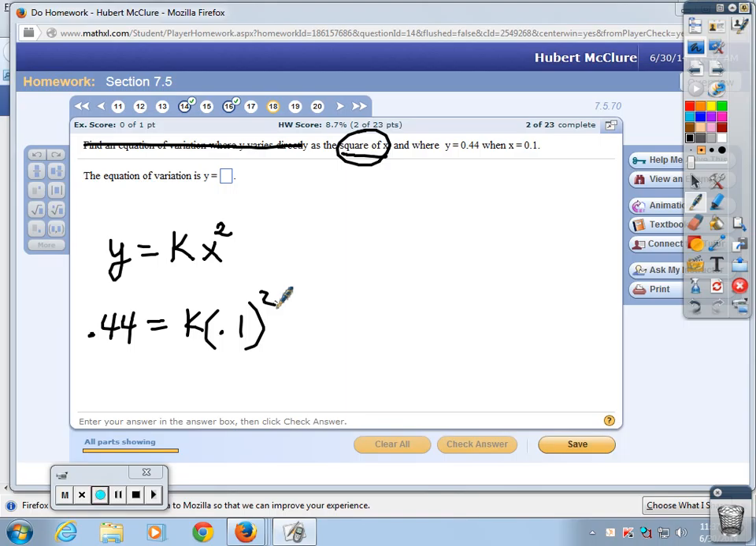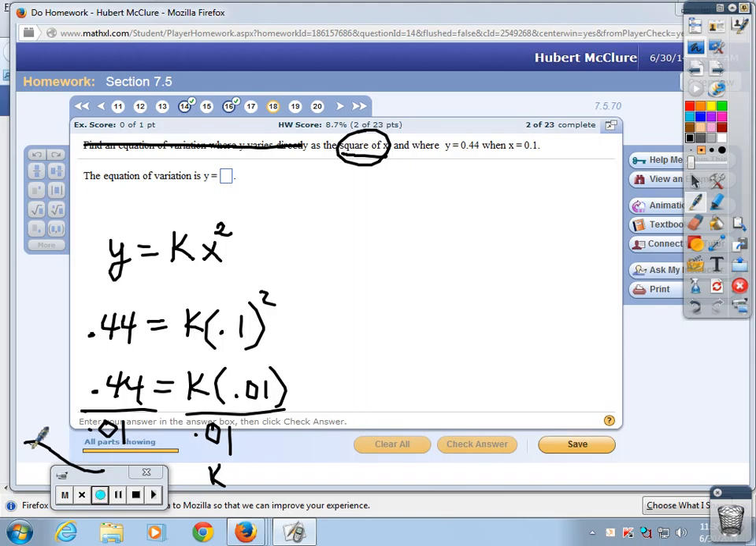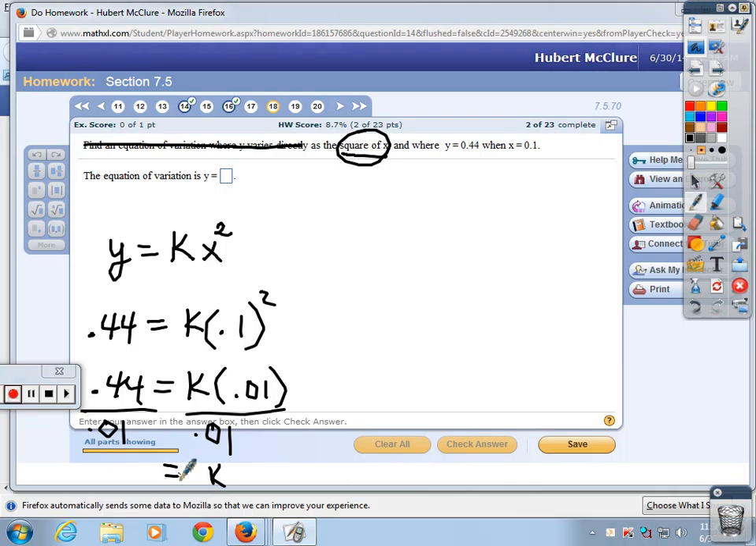0.1 squared is 0.01. Somebody help me out. I always get confused with decimal squares. 0.01, yes. Okay. 0.44 is equal to k times 0.01. Divide by 0.01. It's going to be a big number. And k is equal to what? Well, it's going to be big in relation to the decimals. k is equal to 44.